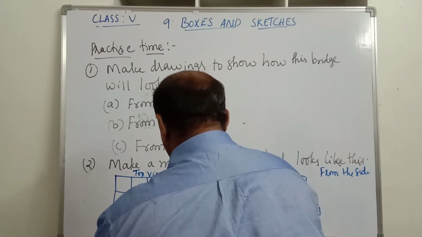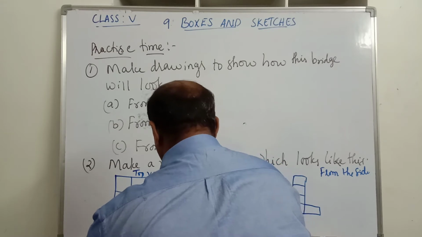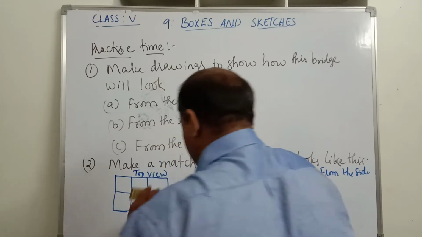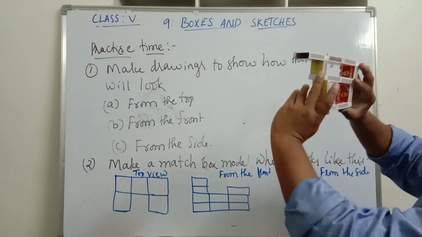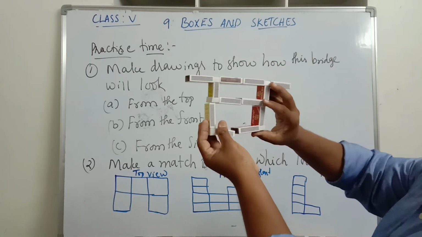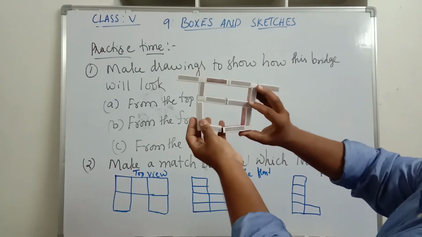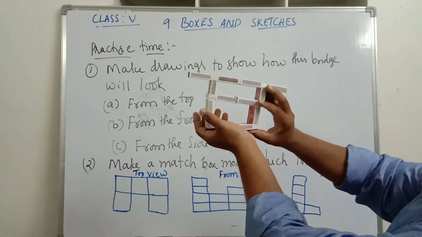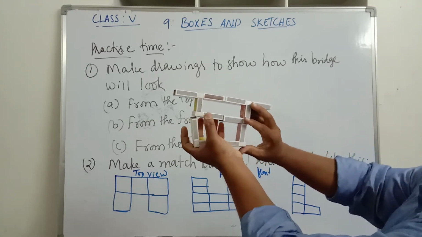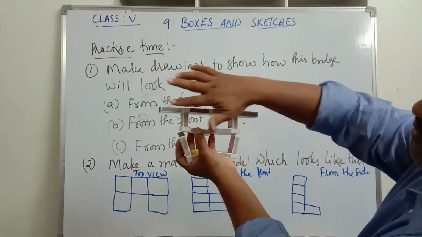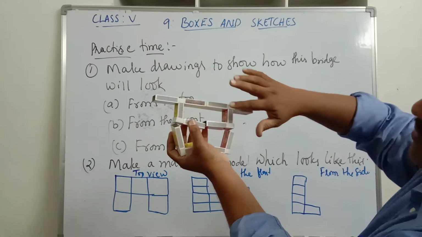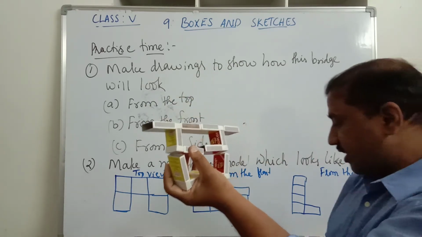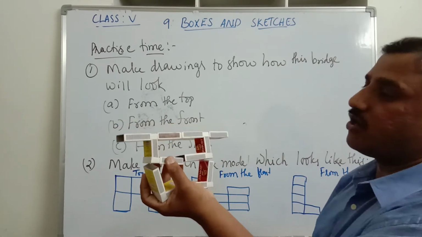Now you can see this model of that bridge, right? You see, this is the model of that bridge. Now this is exactly opposite to the camera. We'll call this the front view. So in the front view, we have this portion, this colored paper, and the same colors are there. So what is the front view of that bridge? It is the front view of the bridge and the top view of the bridge.